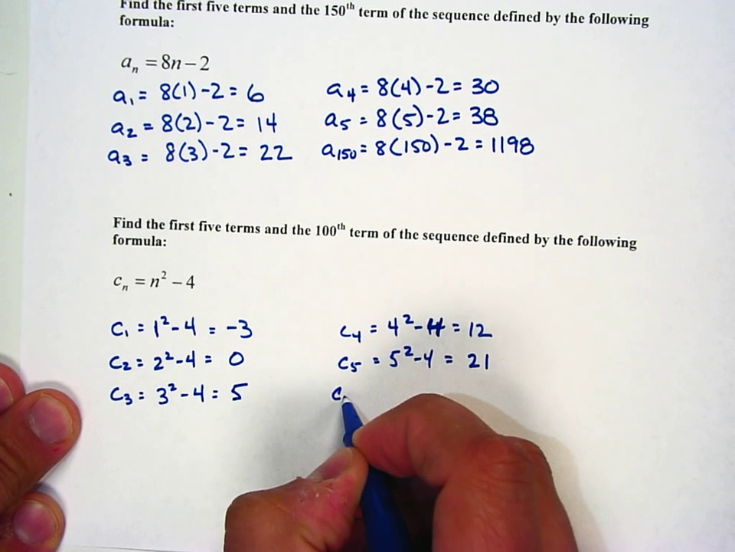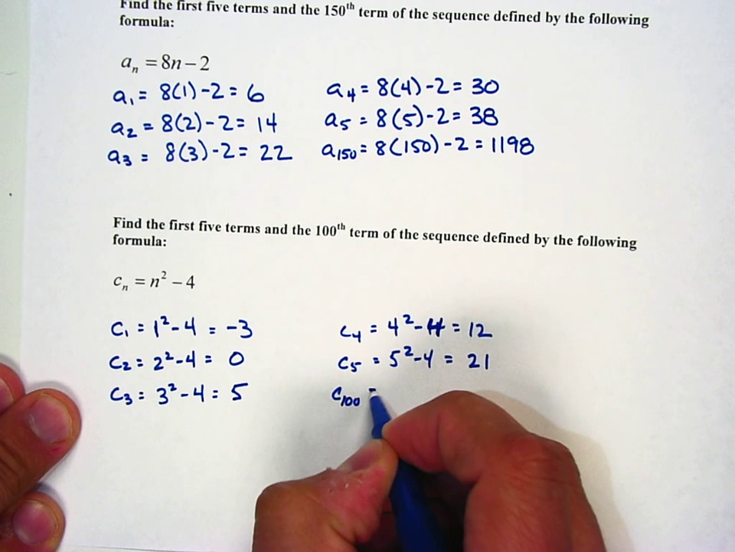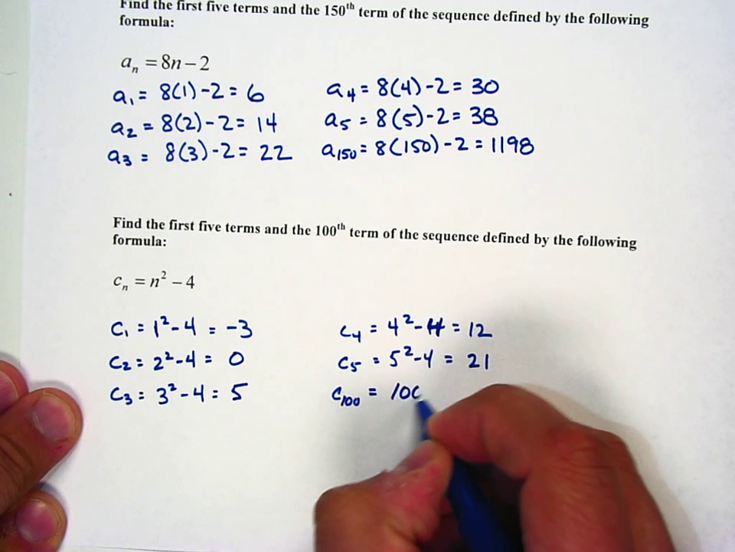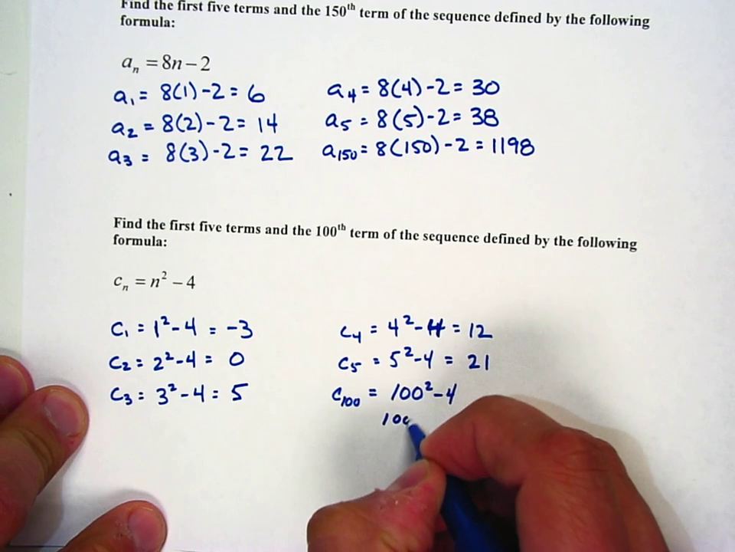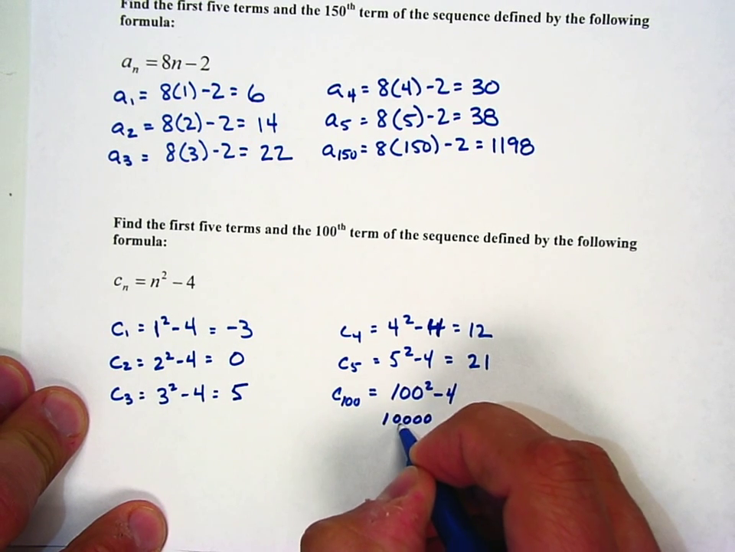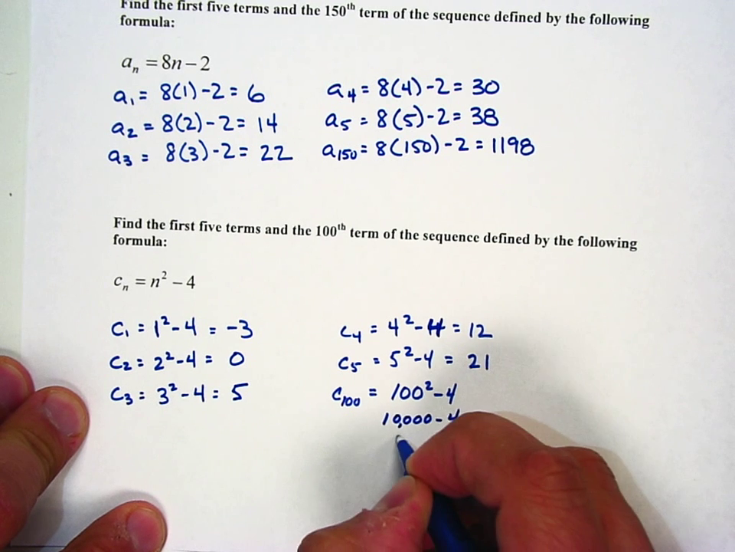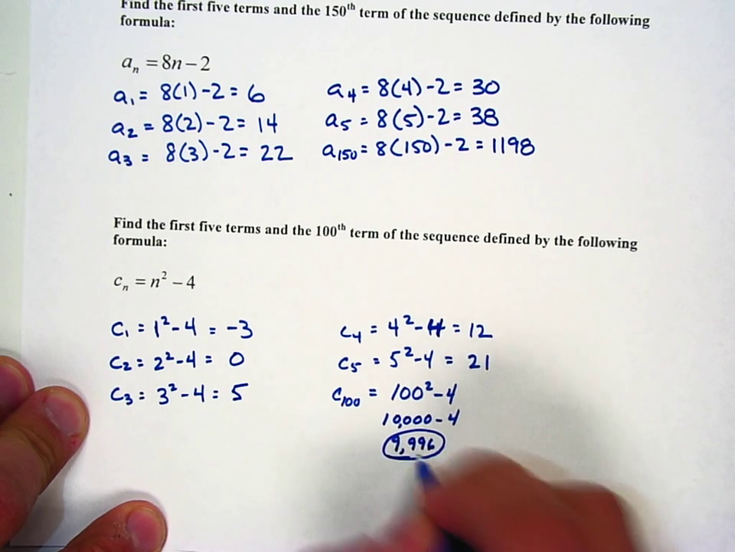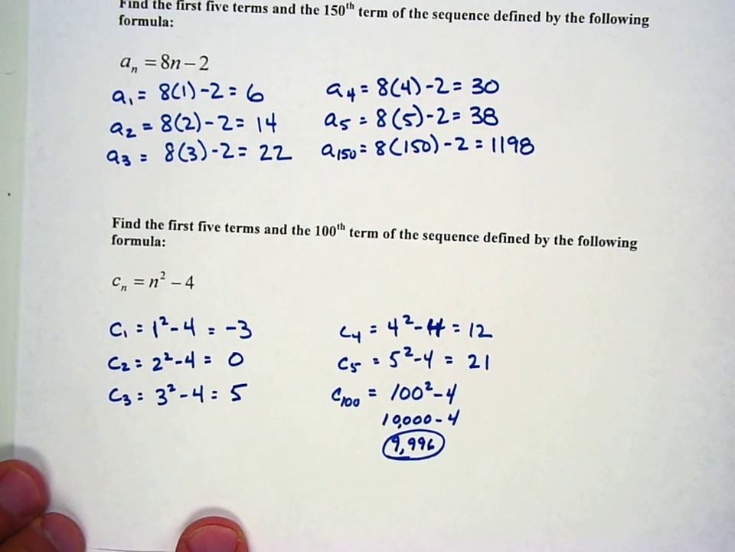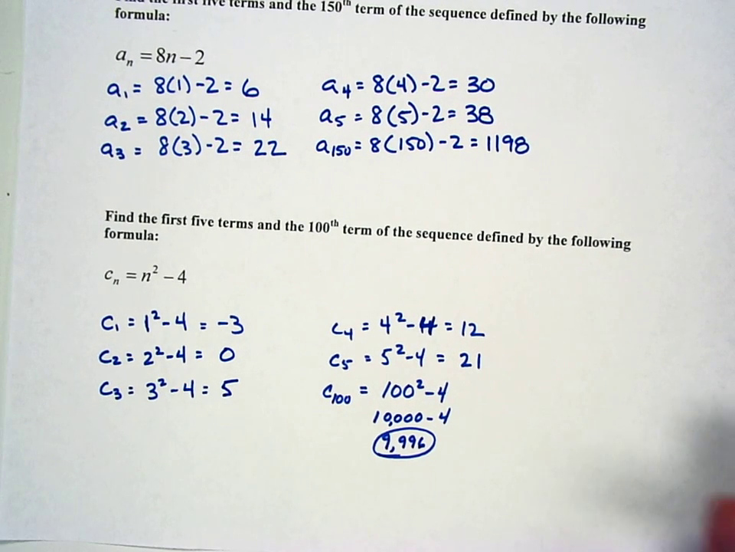For the 100th term, if we had to go through and write out 100 terms, that would be a lot of writing. But here I can say 100 squared minus 4. 100 squared is 10,000 minus 4. So it's going to be 9,996. That's C100. All right, so there's a couple examples.